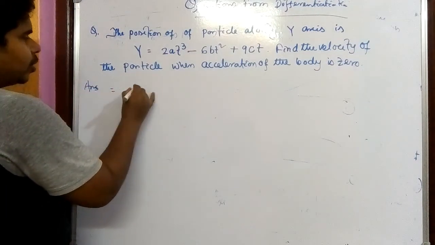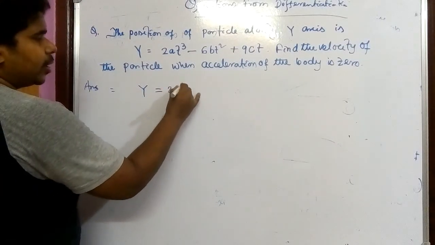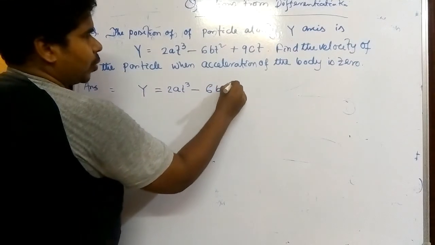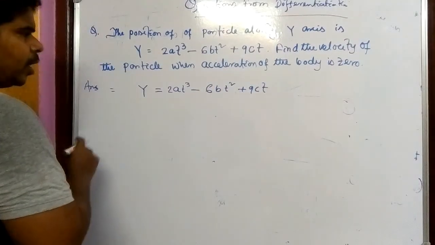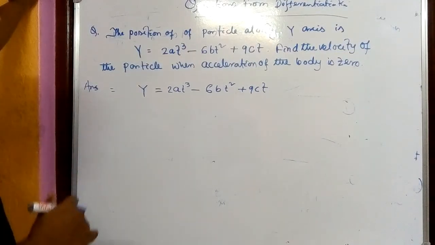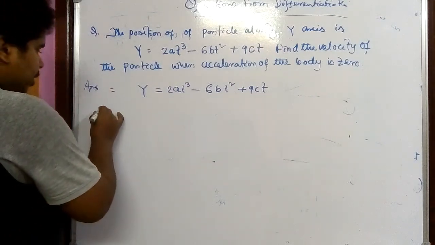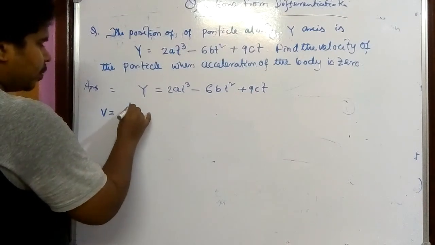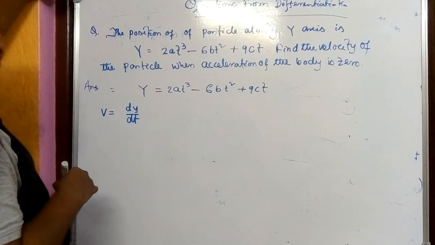What is given? We have given to you the displacement, that is 2a t cube minus 6b t square plus 9c t. It is told to us that we have to find out the velocity when the acceleration will be 0. So velocity equals to what? The slope. That means differentiation of the displacement, that is dy by dt.